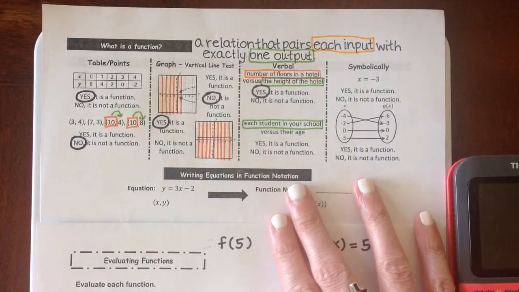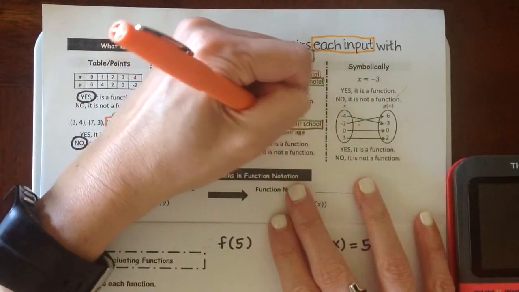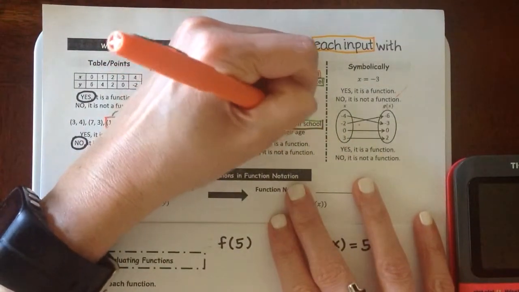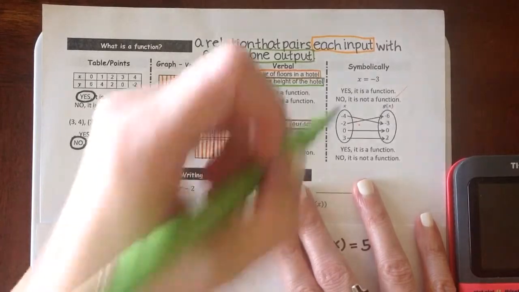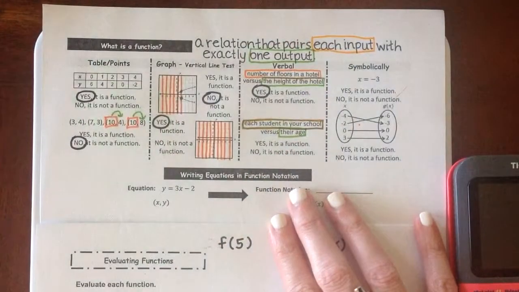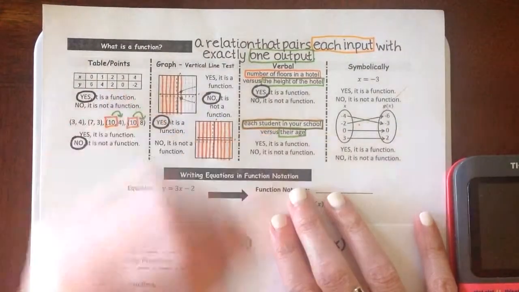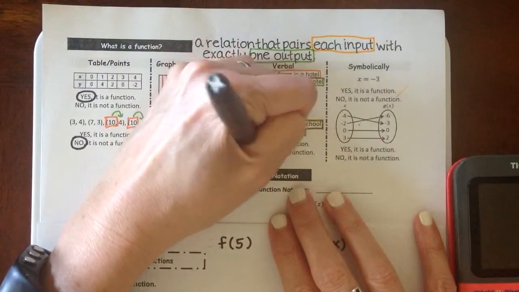So students is your input, age is your output. Okay, so if we're talking about John, he is only going to have one age every time. I'm not going to say, oh, John is 14 and 15. He's either 14 or he's 15. So for this example, yes, this is a function, because we're talking about each student in the school and they can only have one age at a time. So yes, this is a function.